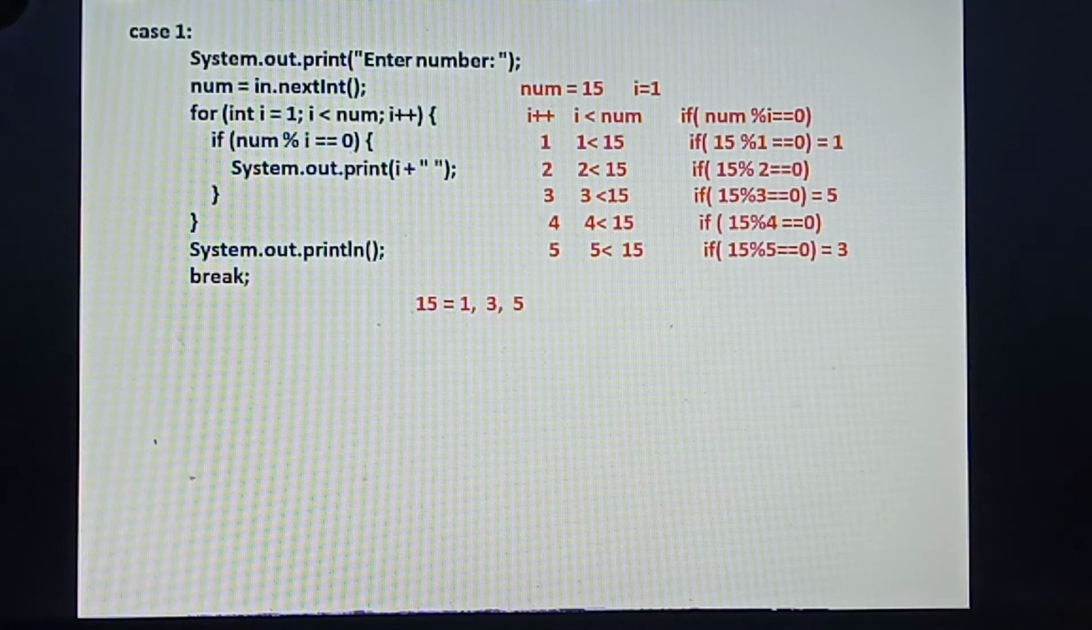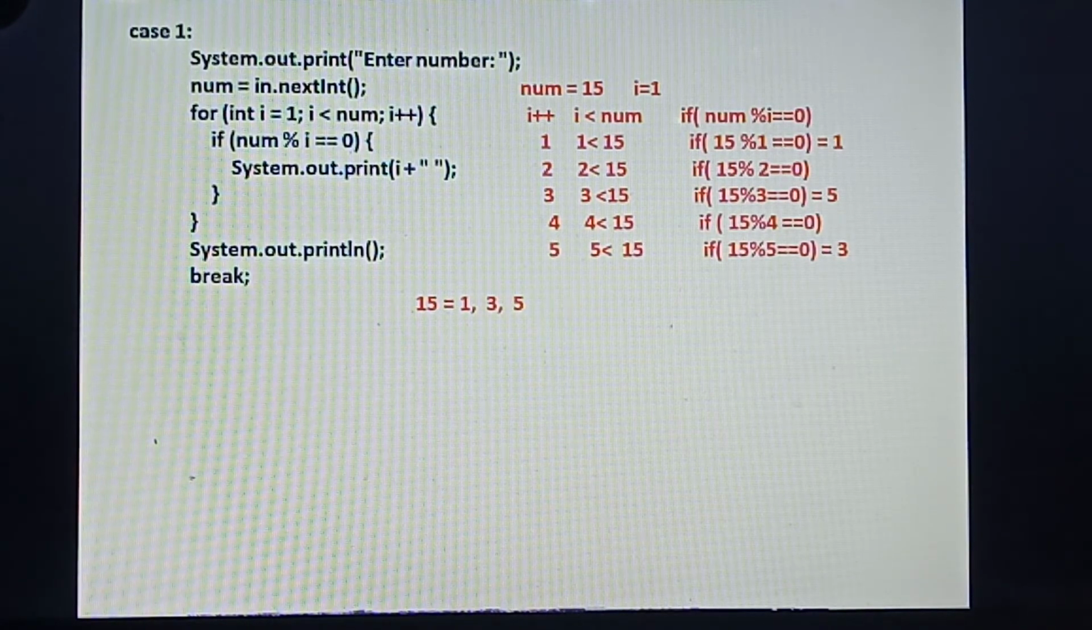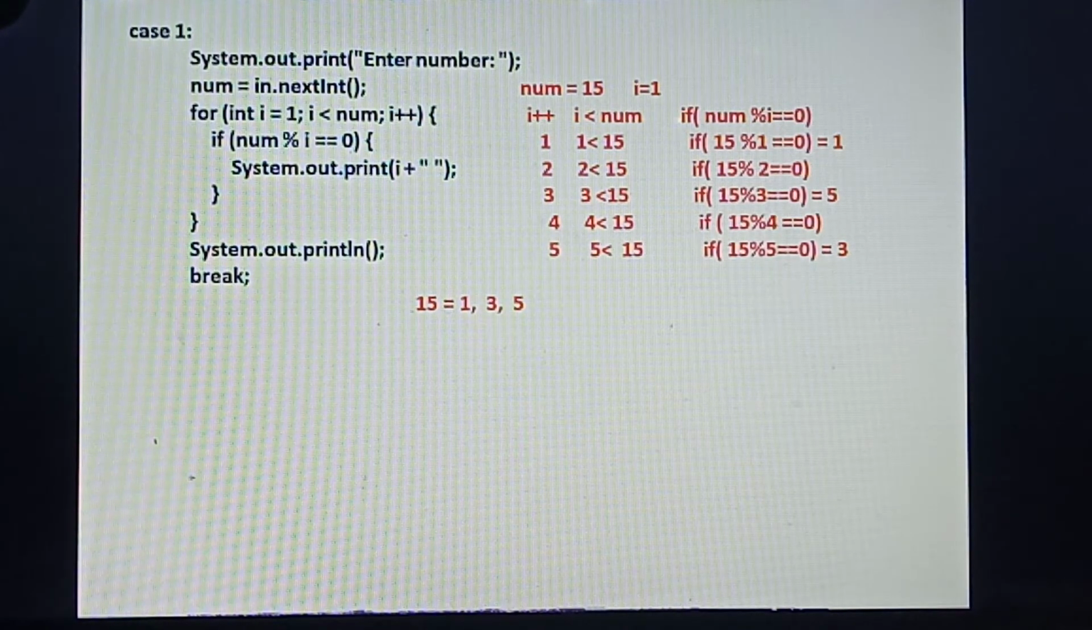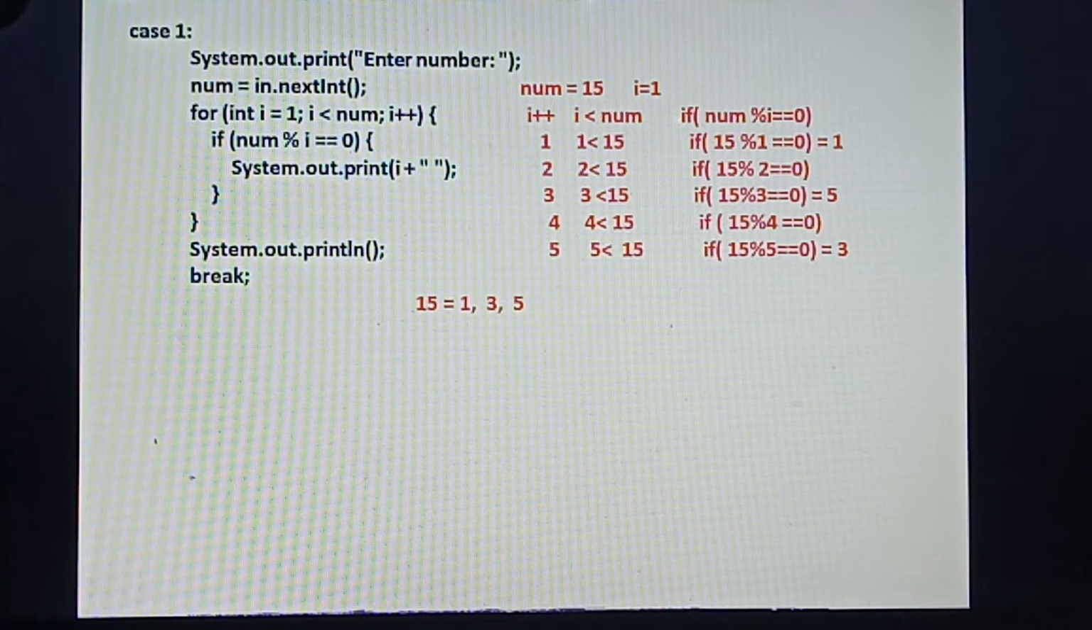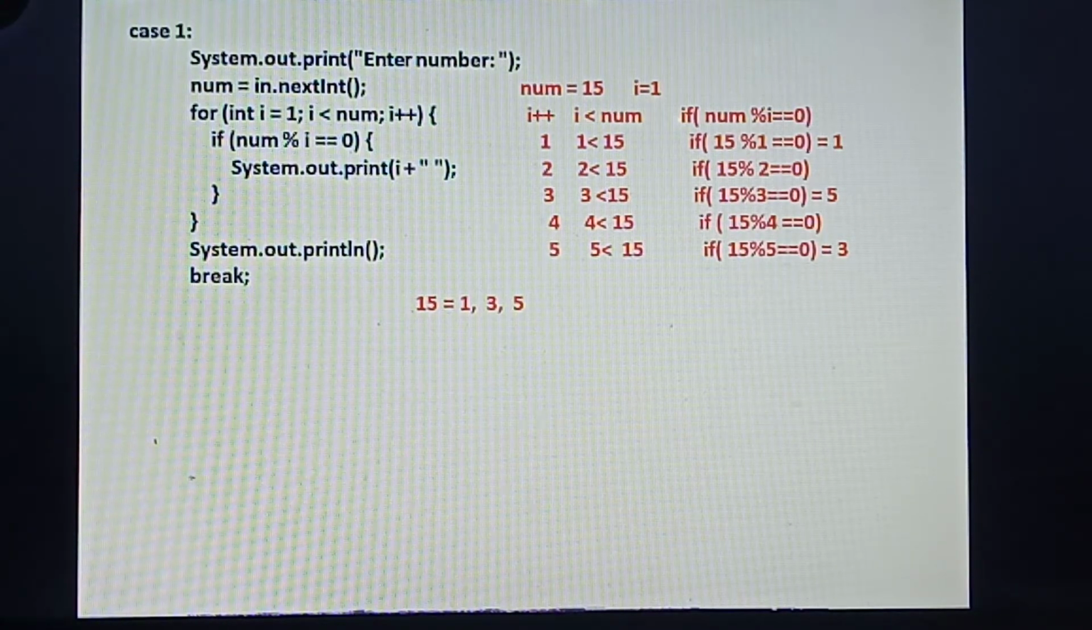In the fourth iteration, 4 is less than 15, so 15 mod of 4 you will not get as 0. Then in the fifth iteration, 5 is less than 15, so 15 mod of 5 gives completely 0. So the remainder is 0, it is completely divisible by 5, and you will get 3. So 15 is divisible by 1, 3 and 5. This is the factor of 15.